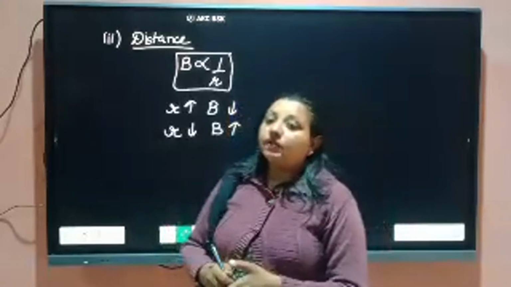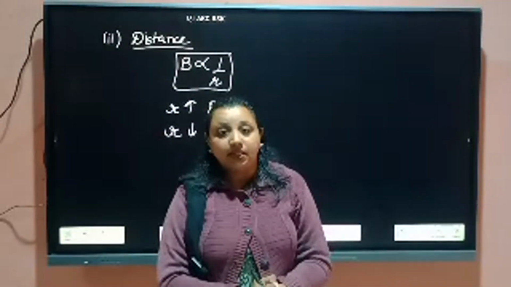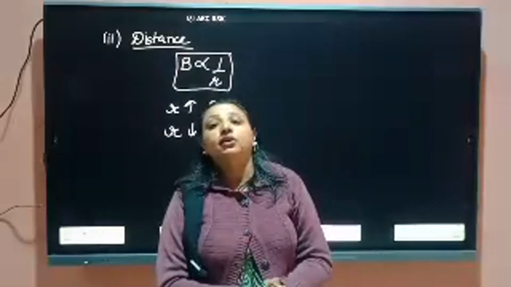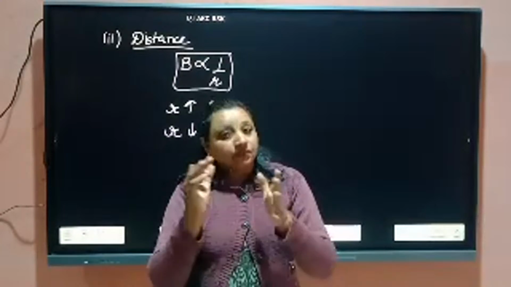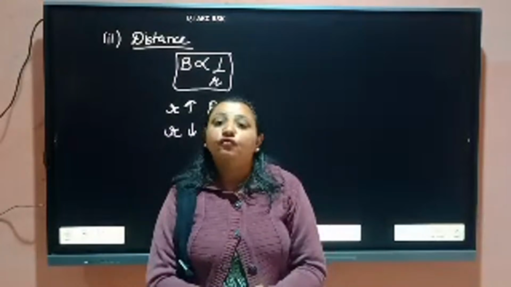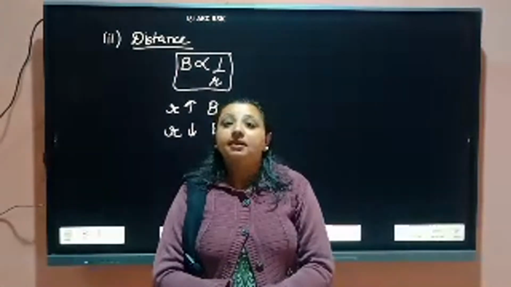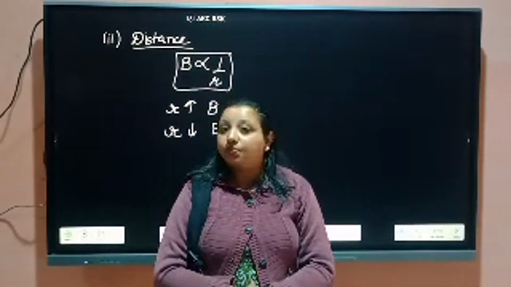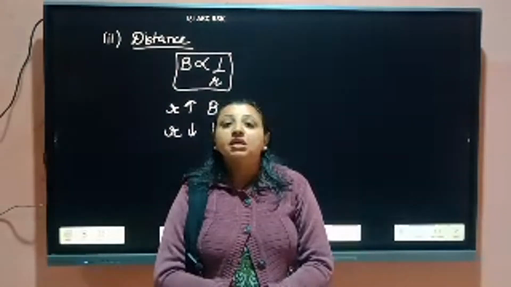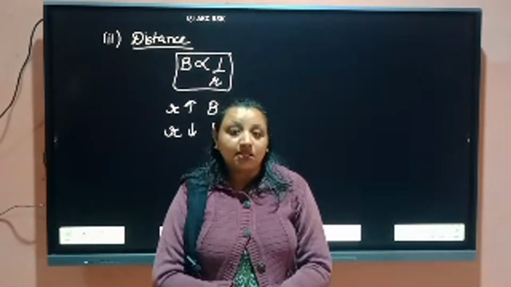Next we covered the magnetic field through a straight current carrying conductor. B is equal to mu naught I upon 2 pi r, or at the ends mu naught I upon 4 pi r. So the magnetic field of a straight current carrying conductor depends on current. B is directly proportional to current, and another factor is B is inversely proportional to the distance, that is r.